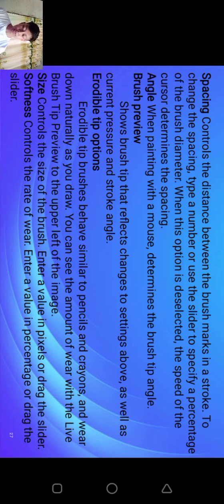Erodible tip options. Erodible tip brushes behave similar to pencils and crayons and wear down naturally as you draw. You can see the amount of wear with the brush tip preview to the upper left of the image. Next, size. Controls the size of the brush. Enter a value in pixels or drag the slider. Softness. Controls the rate of wear. Enter a value in percentage or drag the slider.